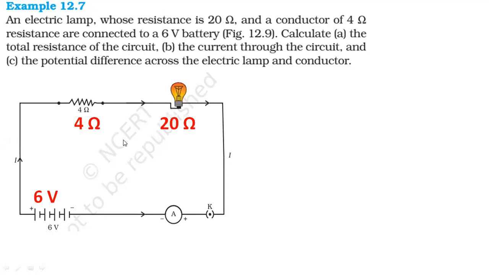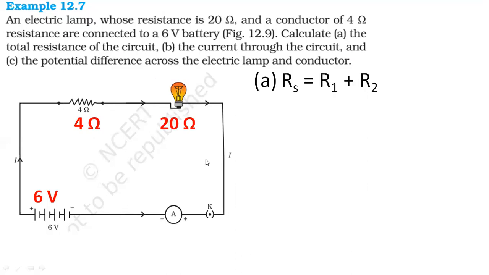Now, first we have to check whether they are in series or parallel. You can see one end is connected to the other's end. So obviously, end-to-end connection, what does it mean? Series combination. So how can we calculate total resistance for series? All we have to do is write down the formula: RS is equal to R1 plus R2.